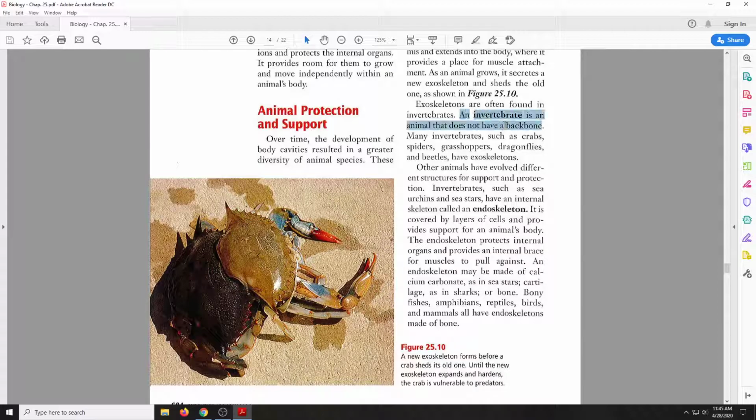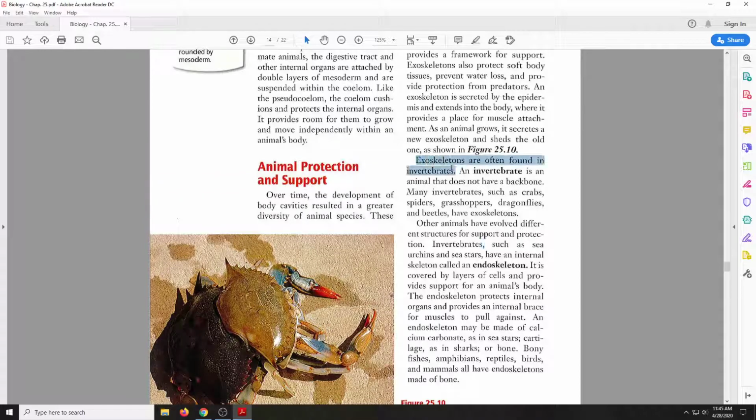We have invertebrate organisms, organisms that don't have backbones. Crabs, spiders, grasshoppers, dragonflies, beetles. Those are all invertebrates, and they have exoskeletons. So we see here, exoskeletons are usually found in invertebrates.